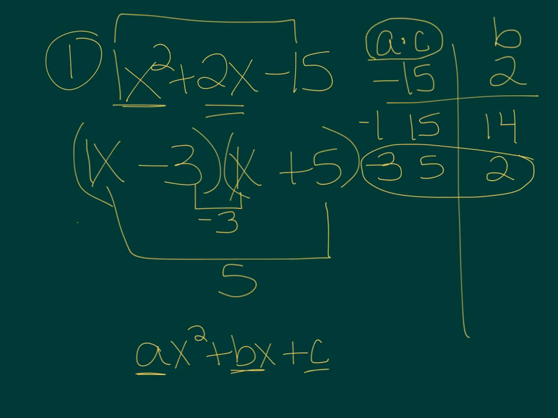Does not matter if you flip them. Just make sure if this is a negative 3, this has to be a minus 3. It could be here or here. The 5 again is a positive, so it can be in the first parentheses or the second, it just needs to be a plus 5. All right, let's look for one without a 1.